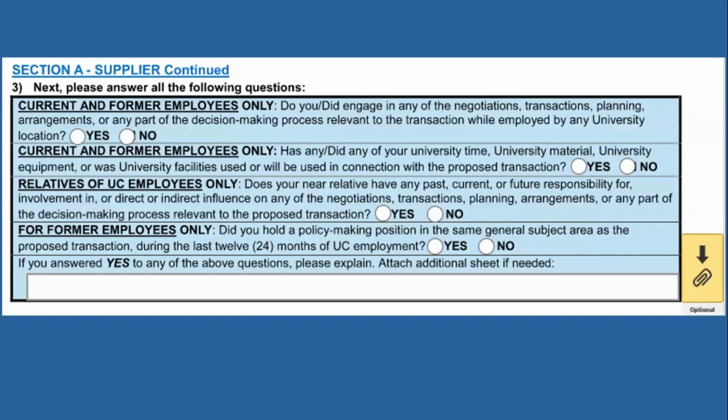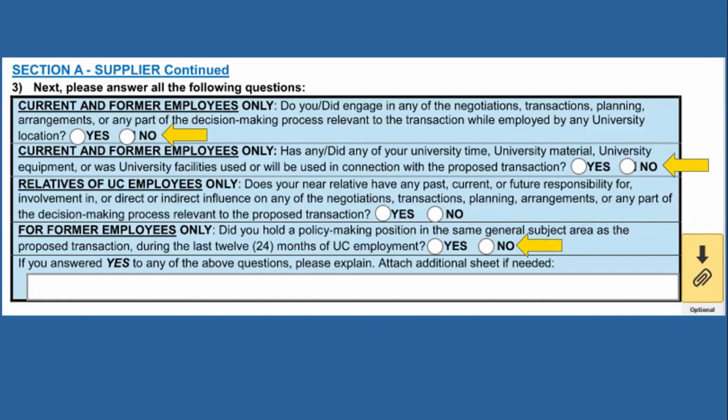For question 3, if the supplier is a former or current employee, they will need to answer whether they had a part in any of their department's decision-making process and whether any university time, material, equipment, or facilities were spent in connection with the proposed transaction. A supplier that is a former employee within 2 years of separation will also need to answer if they were in a policy-making position in the same general area of the proposed transaction.